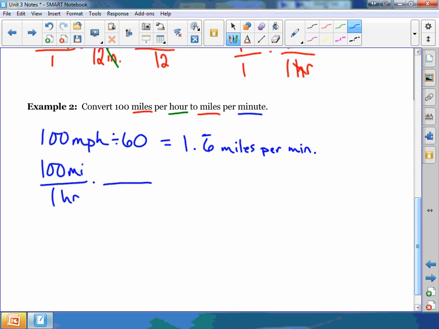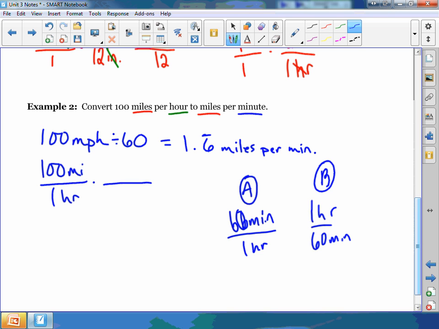But how would I put this ratio on my second ratio? Would I do option A? Would I do 60 minutes over 1 hour? Or would I do 1 hour over 60 minutes here? Option B. Which one would you advise us to use? Leah? Why?